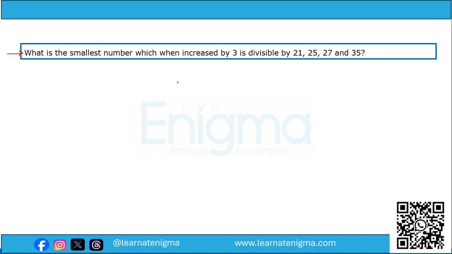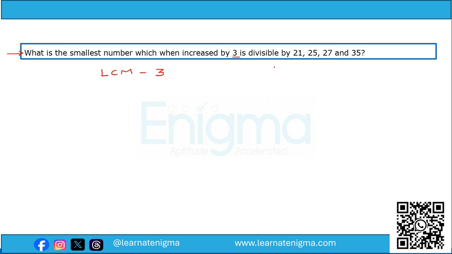If you find such a wording where the smallest number, which, when increased by some value, is divisible by a group of numbers, what you have to do is find the LCM of those numbers and then subtract 3, because it is given here increased by 3. So therefore, subtract 3 from it.